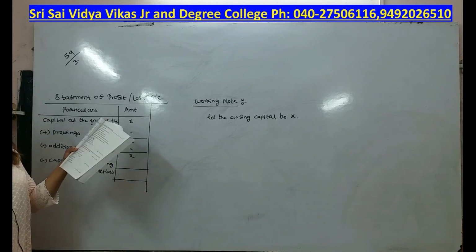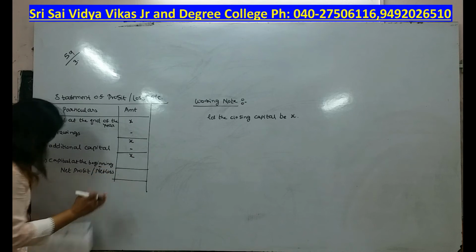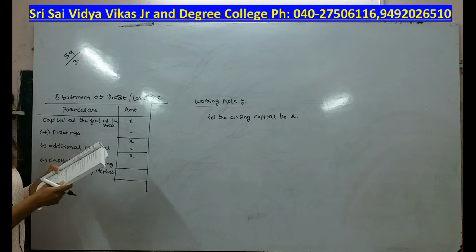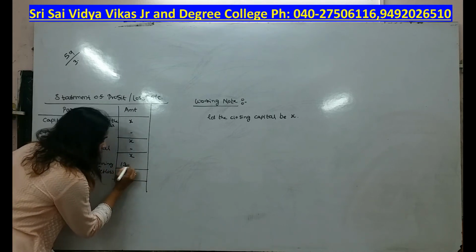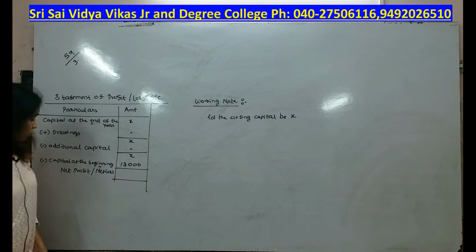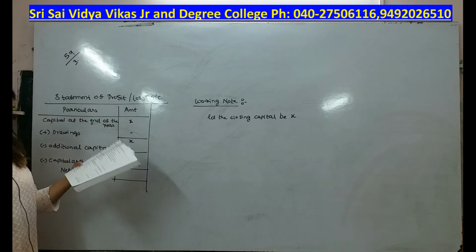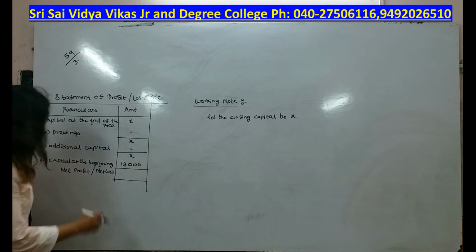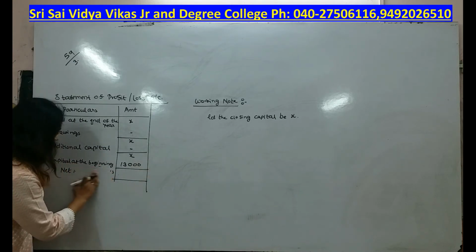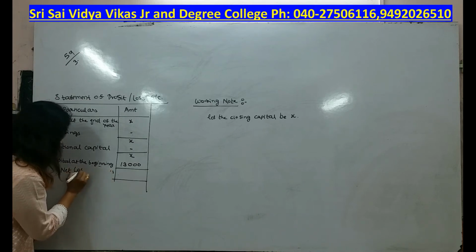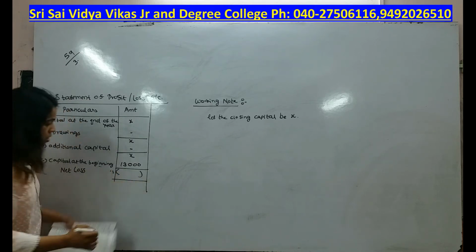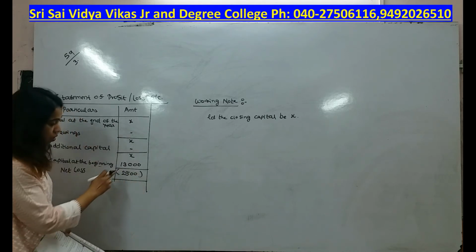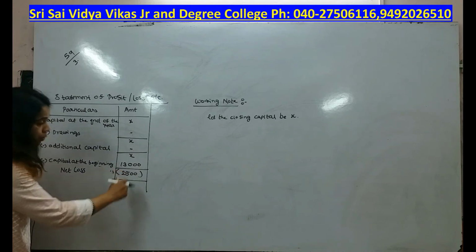Next, what are they saying? Loss incurred during the year. Opening capital as on 1st April 2014 is 13,000. Capital at the beginning of the year was 13,000 and loss incurred during the year was 2,500. Understand students, here we don't have profit, we do have loss. How much is it? Loss is 2,500. Loss means it is negative, that's why I am putting it in a bracket.